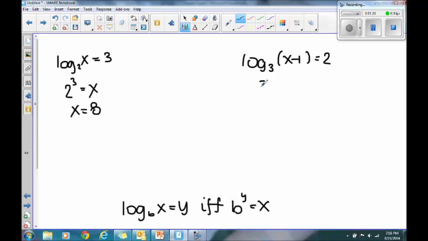Over here we say the base to the exponent 2 is equal to the stuff inside, x minus 1. So if 9 equals x minus 1, then x has to be equal to 10. And if I take that 10 back to the expression and plug it in, 10 minus 1 is 9. That's an acceptable solution for our equations.